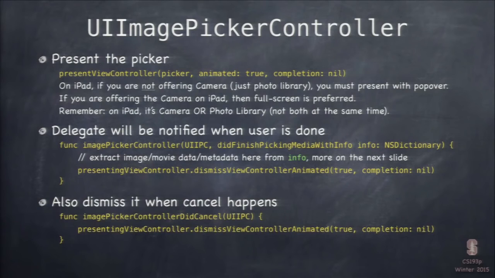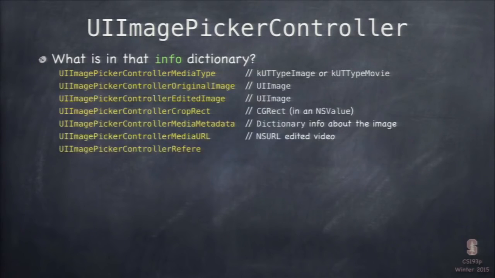So let's look in that info dictionary, see what's in there. All kinds of stuff in there. There's the image they took, obviously, if they're taking a still image. If you allowed editing, then it's going to have also the edited image, like cropped, if they picked a different space of it. Also, if they cropped it, you'll get the rectangle that they chose inside the thing. If it's a video, then you're going to get this media URL. Okay? It's just going to be a URL to some file somewhere in your sandbox, which I'll talk about later today, that points to the video.